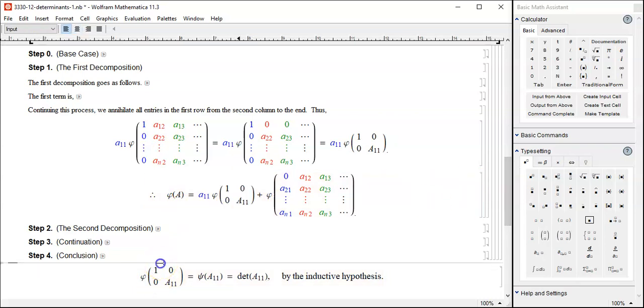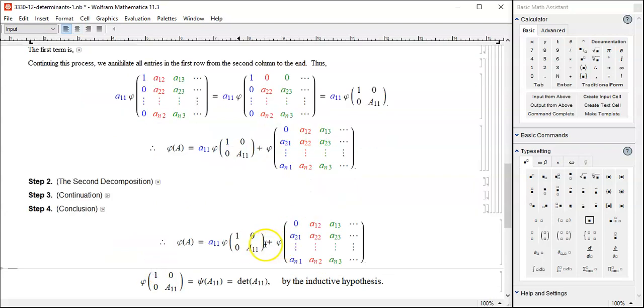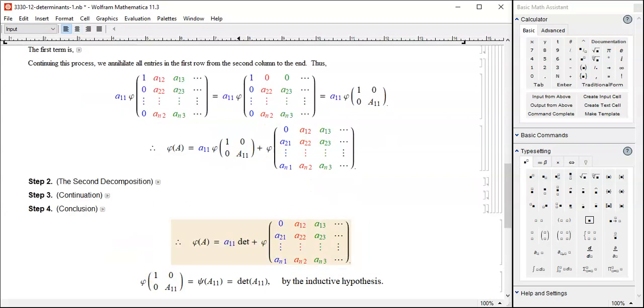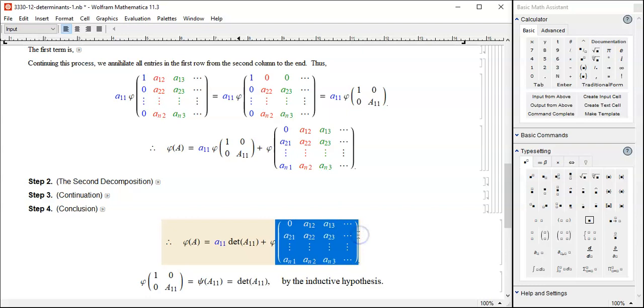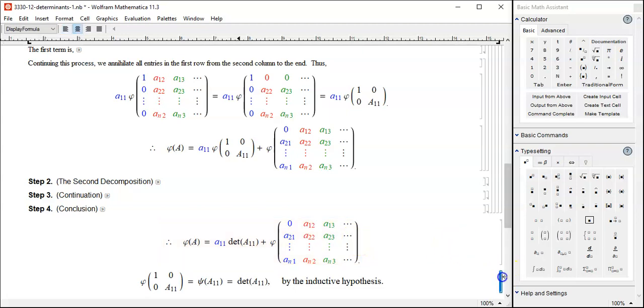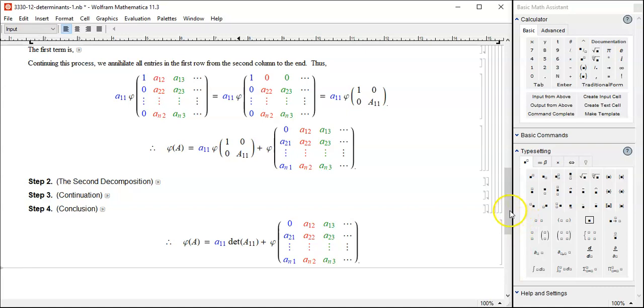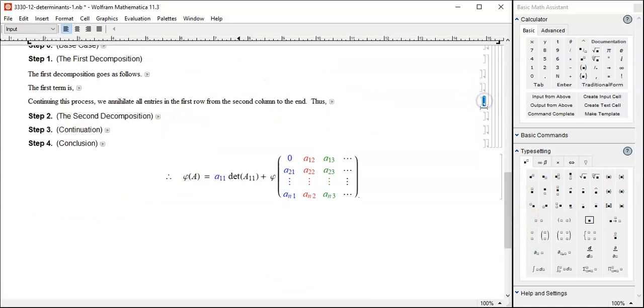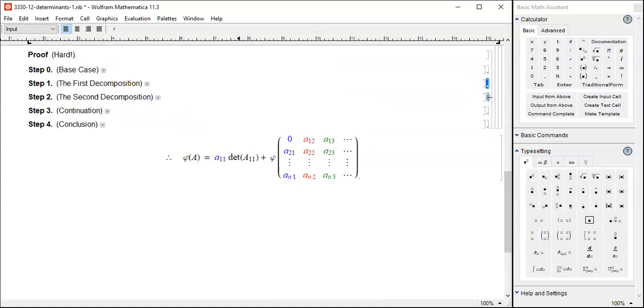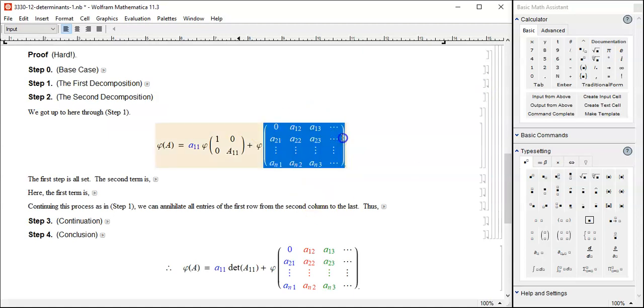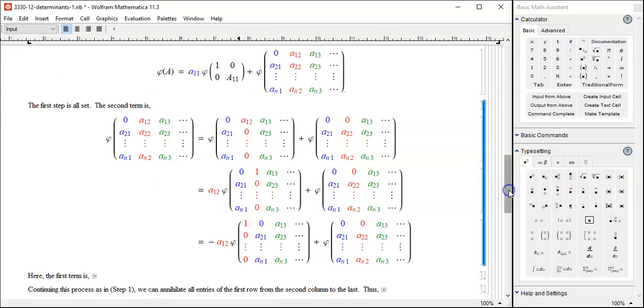So what we got over here is basically the determinant of A11. Now if we work this out further, and then determinants of A12, and then determinants of A13, and so forth, then we're going to get a complete answer here. Okay, let's work this out. Let's go to the second decomposition. And we do something similar here.